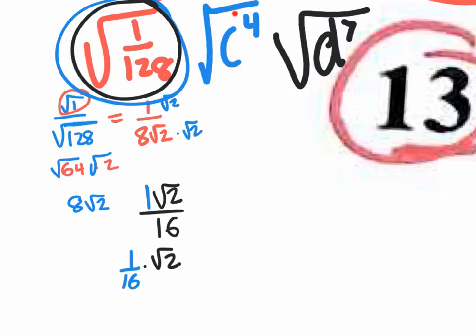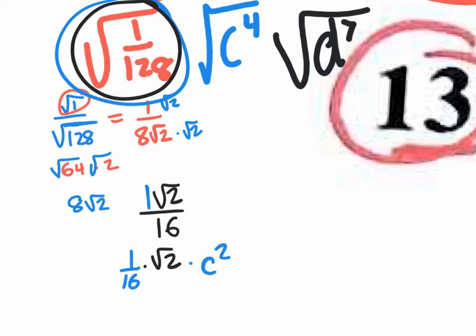The square root of c to the 4th, power over root. You have 4 divided by 2. So what do we end up with? The square root of c to the 4th, that will be c squared.